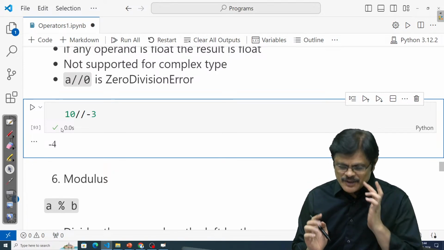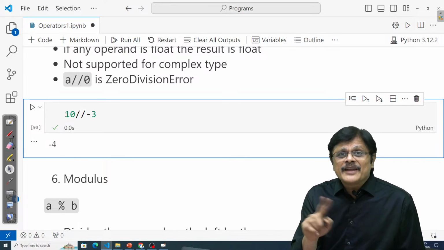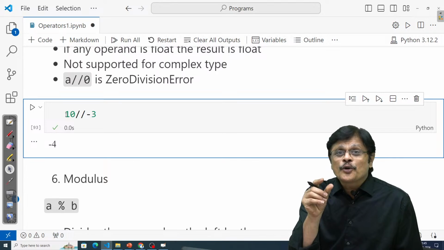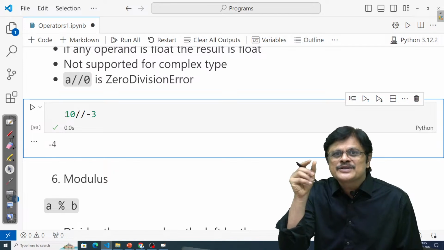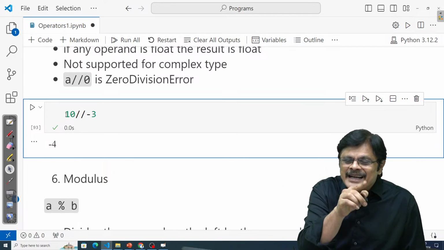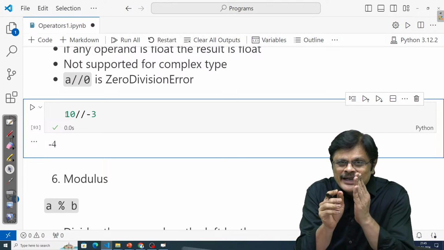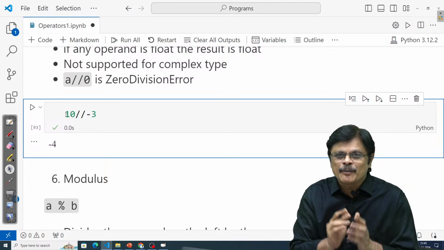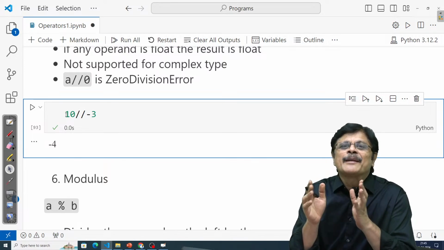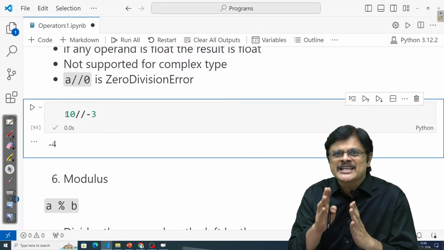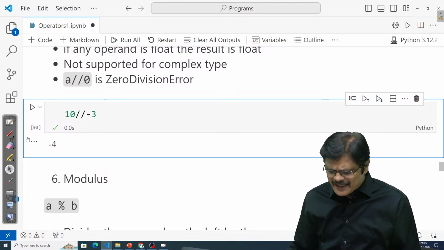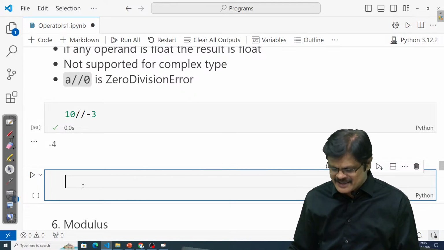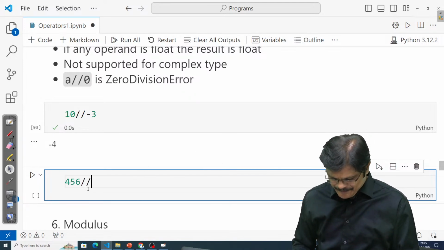This is very important. If any one of them is negative, then you are going to get a negative result. So what is the greatest integer less than that? Whatever minus value you get, minus of that value plus 1 is the answer. Suppose you get minus 5 point something, the result is minus 6. You can try different numbers, sir. Why fix with 10 and minus 3? You can take 456 divided by 35 with a minus sign.